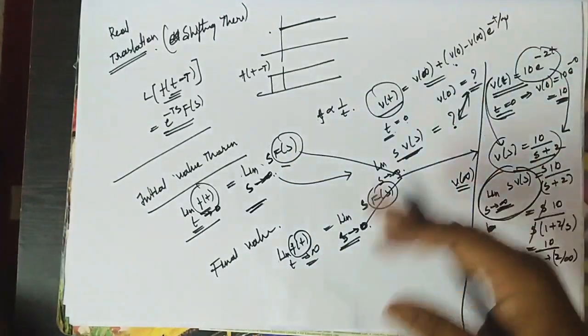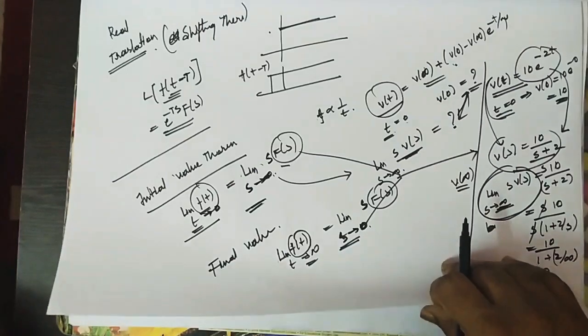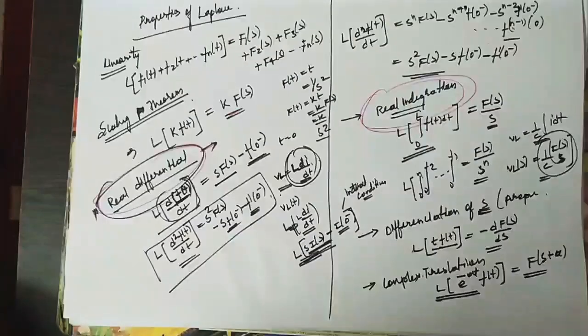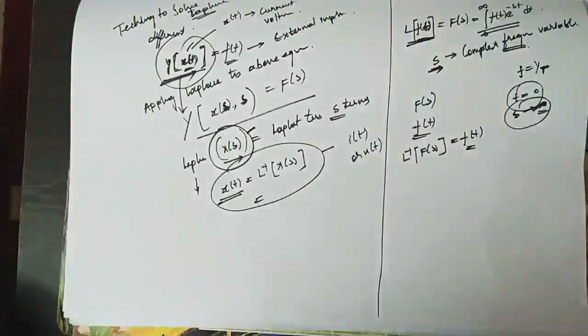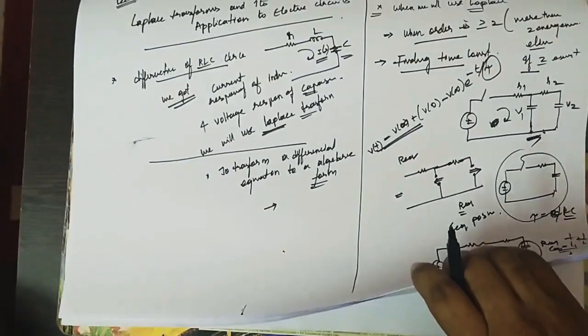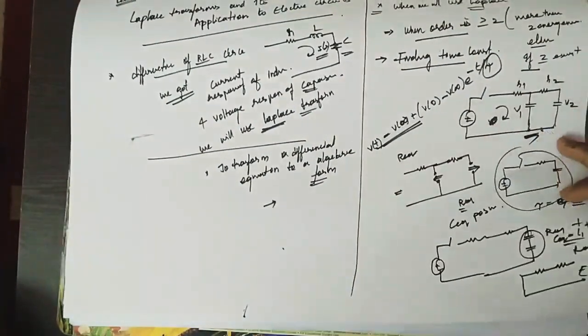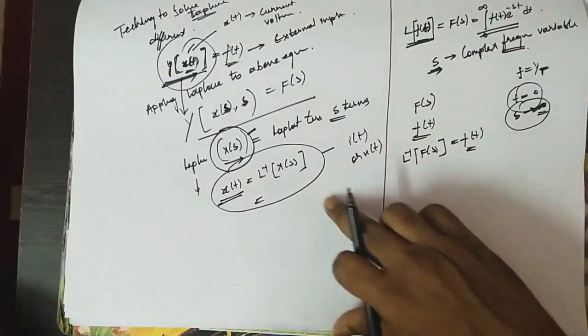In solving all these things, just go through all the videos I'm uploading here. So this is about the theorems. Just a small recap of what I explained now. This is all about why you use the Laplace transform: you transform the differential equation into an algebraic equation. This is the thing I had explained.